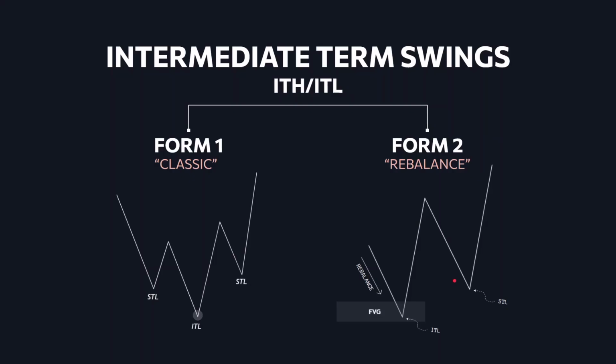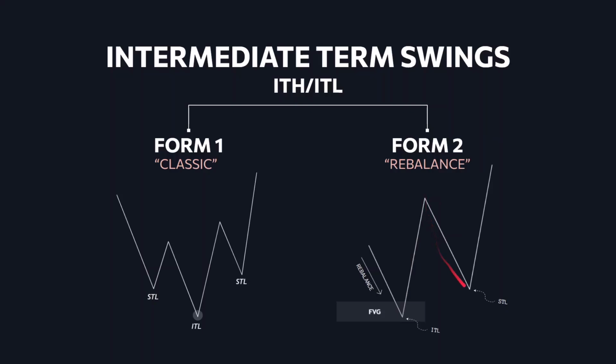On the other hand, this is the form that I want you to focus on: it's actually a fair value gap. Price comes to this fair value gap and reacts from it, either creating a change of character or a break of market structure. The second form is the one that I want you to focus on, okay? It's the rebalance. What I want to see is price coming into a fair value gap, and a reaction from there causing a change of character. Price comes here. This now is my intermediate term low.